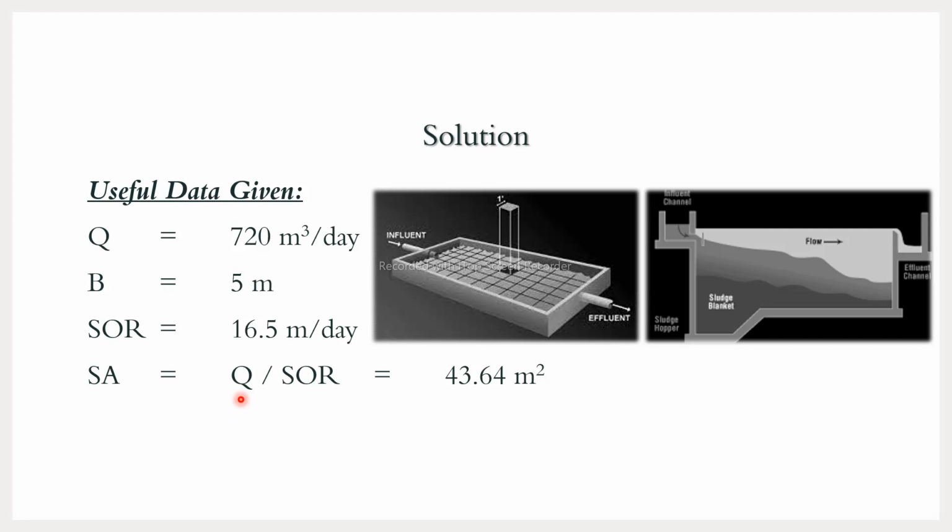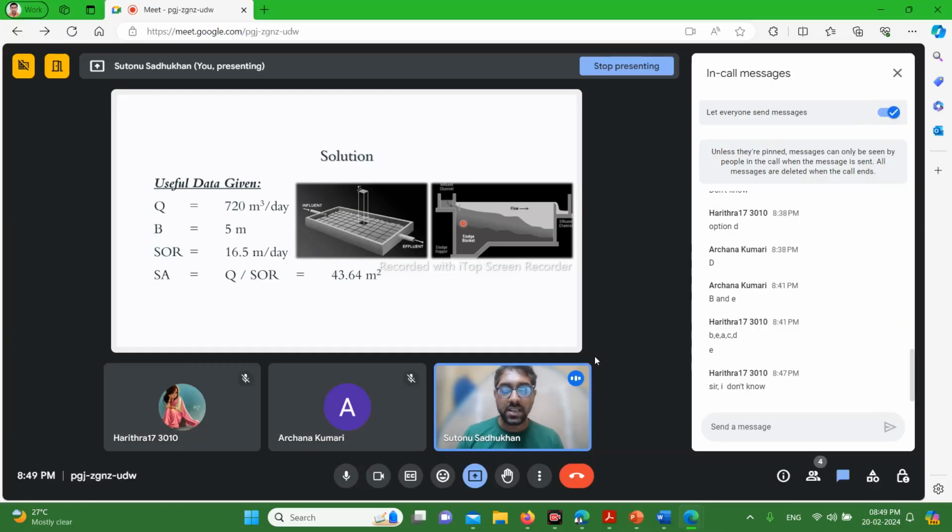The surface area equals the volumetric flow rate divided by the velocity, that is your overflow rate. So it is meter cube per day divided by meter per day, and the top surface area becomes meter square. So 720 divided by 16.5 becomes 43.64 meter square. Okay, this is the trick here. Some people will confuse it with the depth. The depth concept is not important in case of settling.